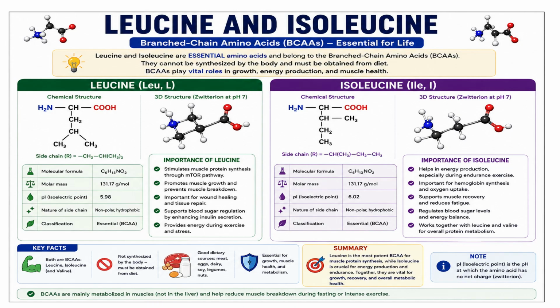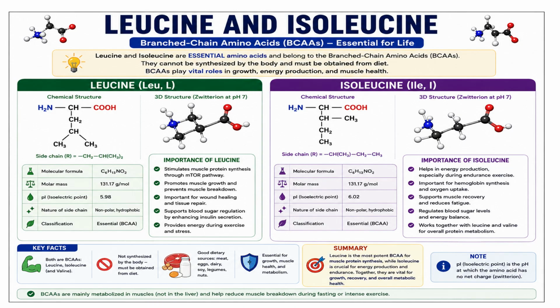Isoleucine is also a nonpolar, hydrophobic BCAA with the molecular formula C6H13NO2 and a pI of approximately 6.02. It contributes to muscle metabolism, energy production, and protein metabolism. An important metabolic distinction is that isoleucine is both glucogenic and ketogenic, whereas leucine is strictly ketogenic.